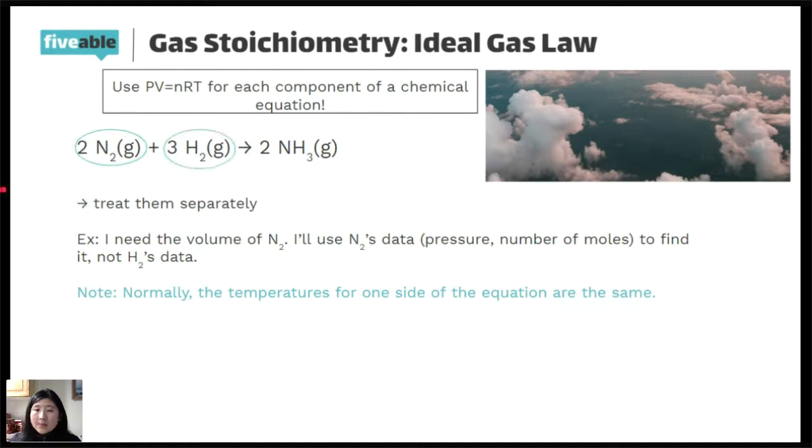So these two are going to be the same, and this one is going to be on the product side, which means they are not on the same side of the table.